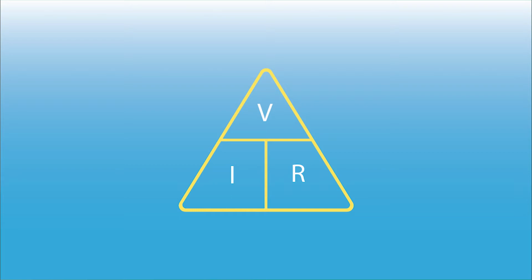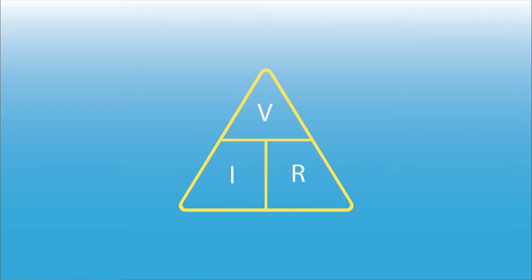Let's solve for V. Start with the triangle and cover up the V, just like that. That leaves us with the I and the R on the bottom. Because they are beside each other, we multiply them together. This leaves us with V equals I times R. The voltage equals the current times the resistance.